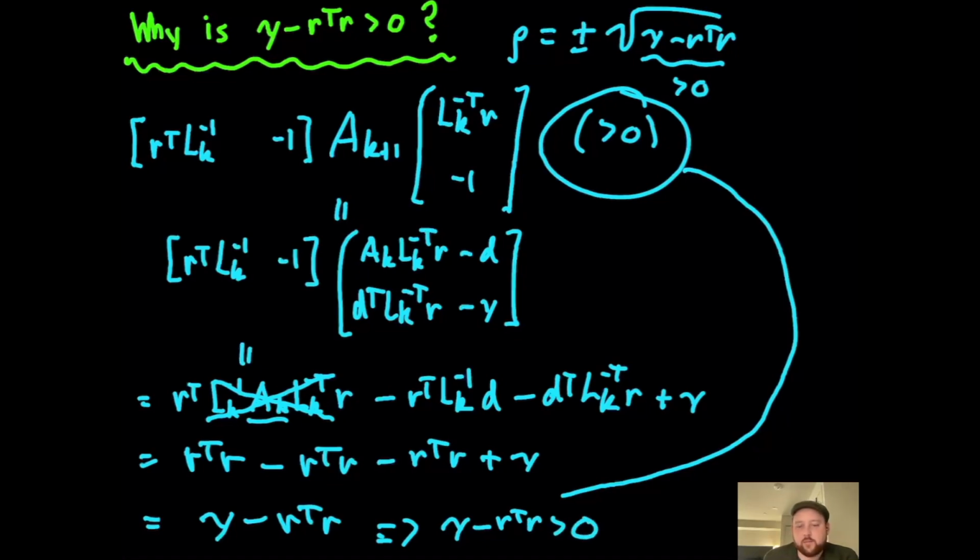So this all relied on me making a special choice of what is the X transpose A_{k+1} X that I'm looking at. But once I made that choice, we were able to show why, because A_{k+1} is positive definite, that would imply that this gamma minus R transpose R has to be a positive number, which means that we're justified in this choice of rho. Right, so this rho will always be a real number, which is what we want. Right, so I'm going to summarize this on the next slide.